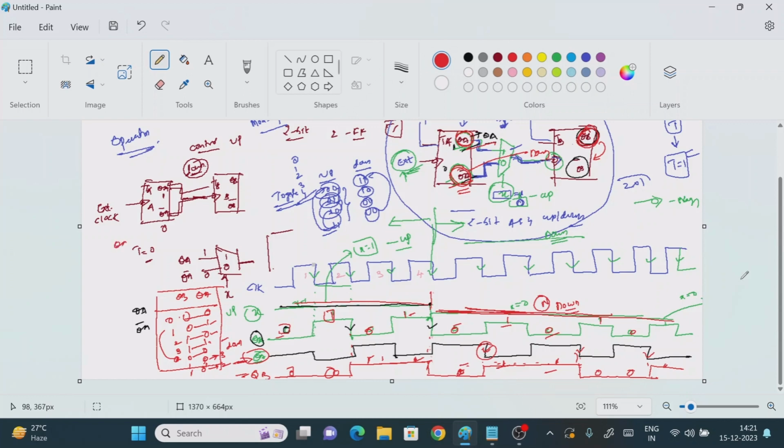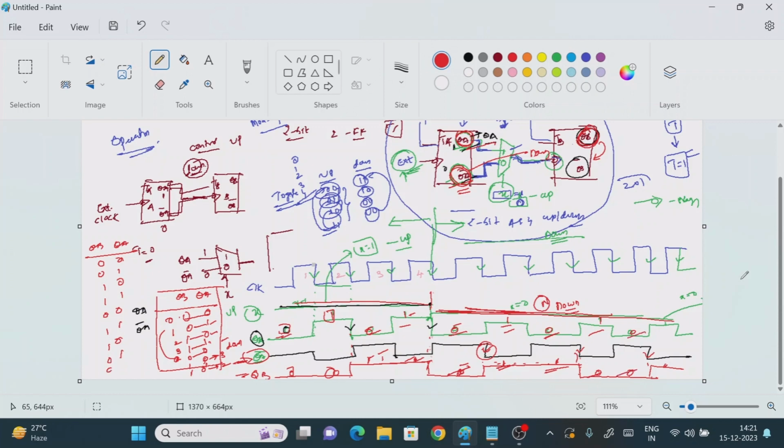So let me write one more time so that you will understand easily. What is the QA value? 0, QB value 0, right? So 0, 0. Next, what is the value you are getting? 1, 0. Next value is 0, 1, right? So 0, 1. Next value is 1, 1. So I am writing 1, 1. After that, again QA, QB value 0, 0. After that, 1, 1, right? Now what is the next value? 0, 1. After that, 1, 0. After that, 0, 0.